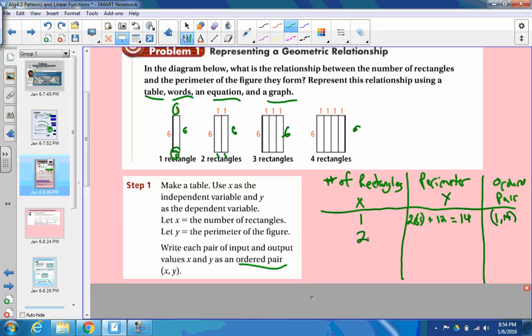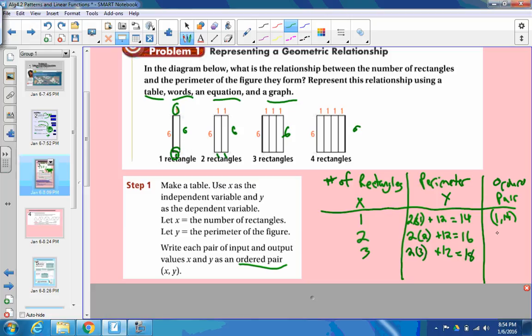Now, let's say that we have 2 rectangles. That's shown right there. With 2 rectangles, we do 2 times 2, because we have 2 rectangles now, plus that 12 that's always going to be on the right and left sides. That'll get us 16, because 2 times 2 is 4. With 3 rectangles, we still have that plus 12 there. But we're going to do 2 of those sides times 3, because we have 3 rectangles, so 2 times 3. 2 times 3 is 6, plus 12 is 18.